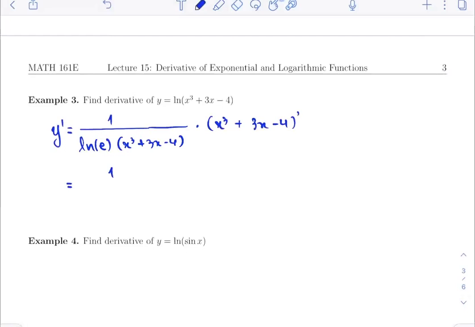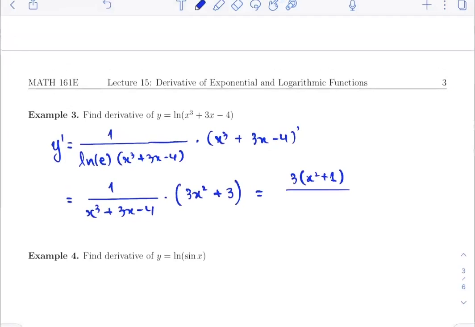Now we have 1 over x cubed plus 3x minus 4, and multiply with the derivative of x cubed plus 3x minus 4. Right? The derivative of x cubed is 3x squared, the derivative of 3x is just 3, and the derivative of 4 is equal to 0. So this is what we got. If you want, you can simplify the result a little bit by taking 3 as the common factor on the numerator. So you have 3 times x squared plus 1 over x cubed plus 3x minus 4.